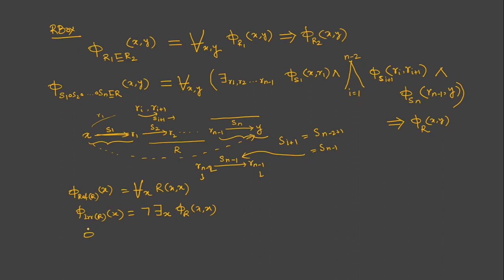And finally disjoint. So phi disjoint, say R1 R2. We say it is not the case that there exists x, y such that x and y are related via R1 and x and y are related via R2. So this is not the case. That's how we can represent the disjoint relationship between two properties.